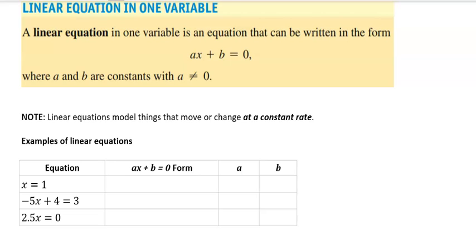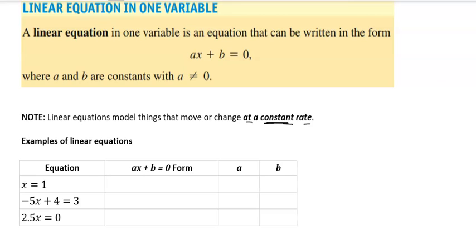Okay, so now we're going to talk about the general equation for the linear equation in one variable. So the general form of the equation is ax plus b equals 0, where a can't be 0. So, of course, if a is 0, there would be no x because it would go away. So this is what we want it to look like. And one thing I want to point out is that linear equations are going to model things that move or change at a constant rate. So this is really key right here, at a constant rate.